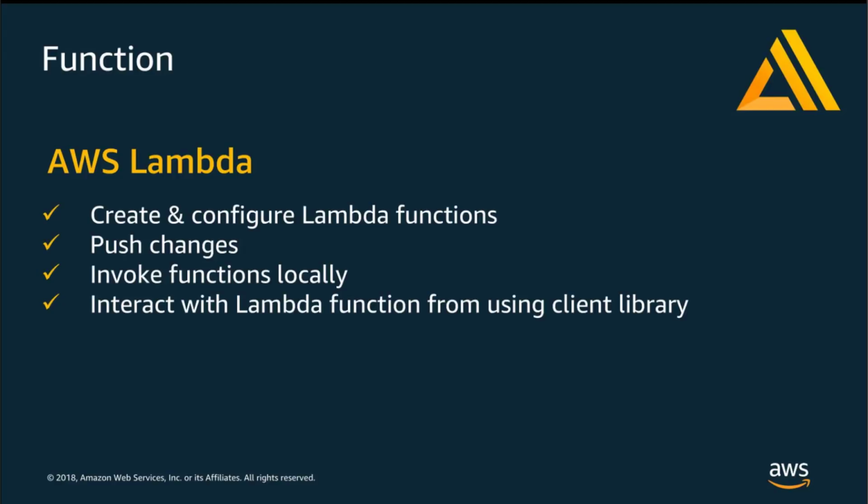Also, we keep talking about Lambda functions and how Lambda functions are being used in a lot of these REST API resources, but you can also create a standalone AWS Lambda function. So you can create the Lambda function, push changes to your Lambda function. You can actually test the function locally. So once your function is up and running, instead of having to hit it from your JavaScript application, you can invoke the functions locally from your command line, which is really cool. And you can also, of course, interact with the Lambda functions using the JavaScript Client Library.